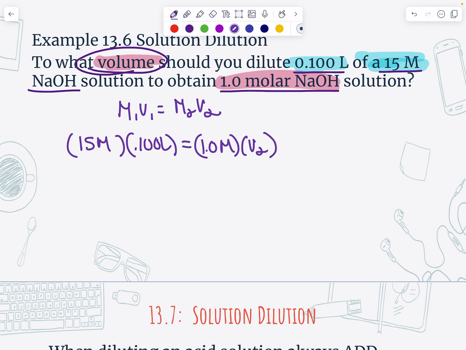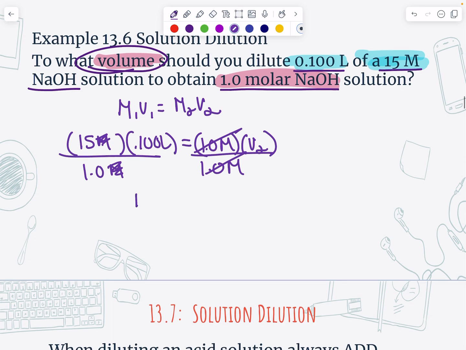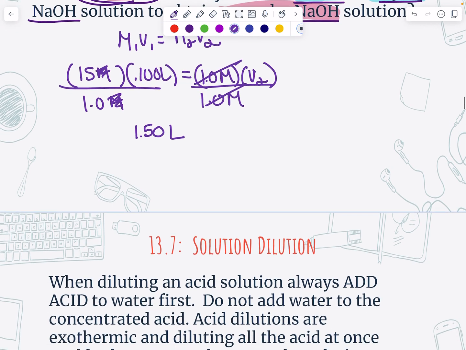Now I multiply these two numbers together, divide by 1.0 molarity. Of course, dividing by 1 doesn't change the numerical value. So it's really just 15 times 0.1, which is going to be 1.50 liters. That is what my new solution will need to be diluted to in order to have the 1.0 molarity.